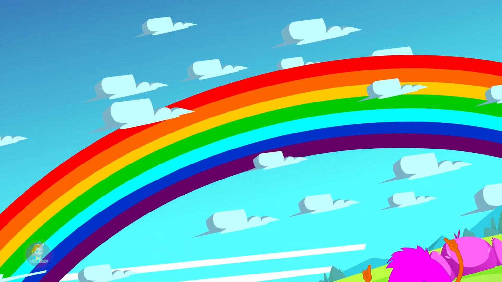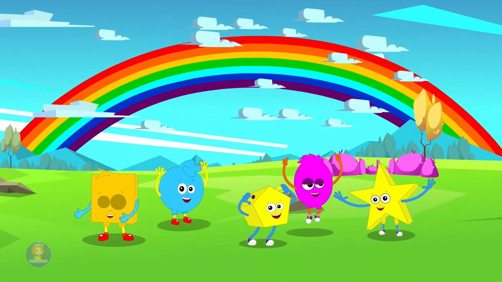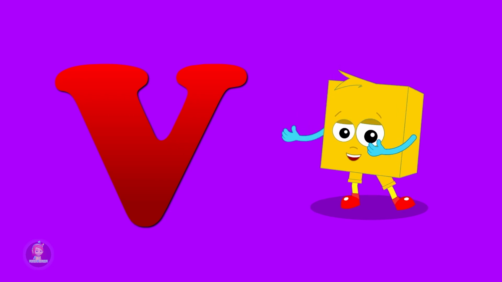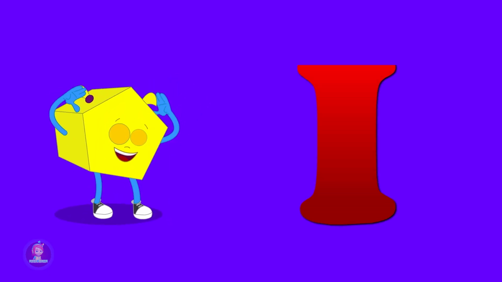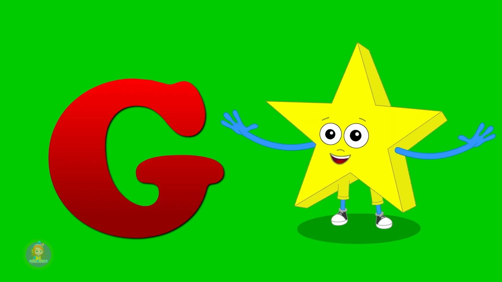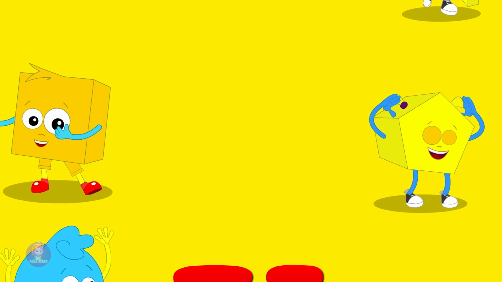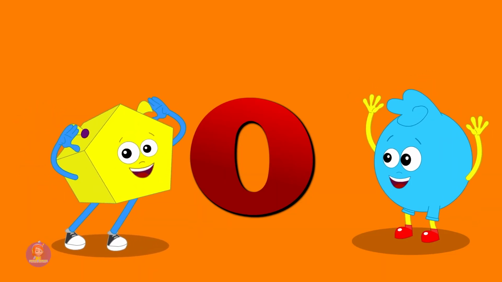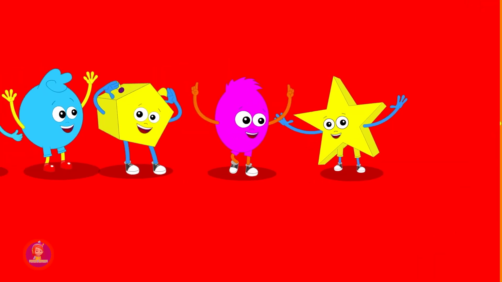V-I-B-G-Y-O-R. These are the colors of the rainbow. V for violet. I for indigo. B for blue. G for green. Y for yellow. O for orange. And R for red.